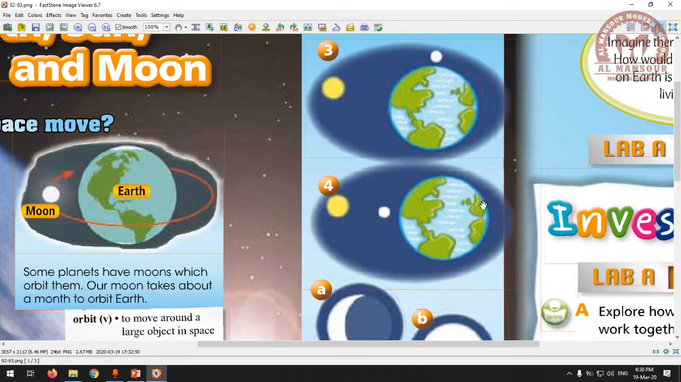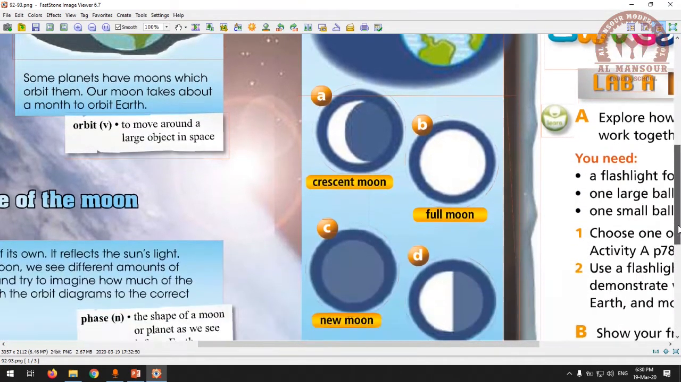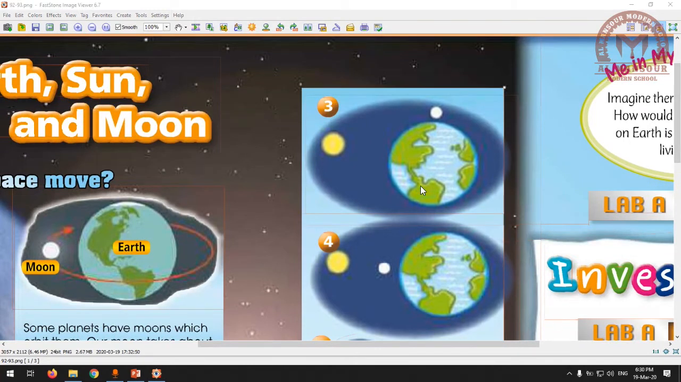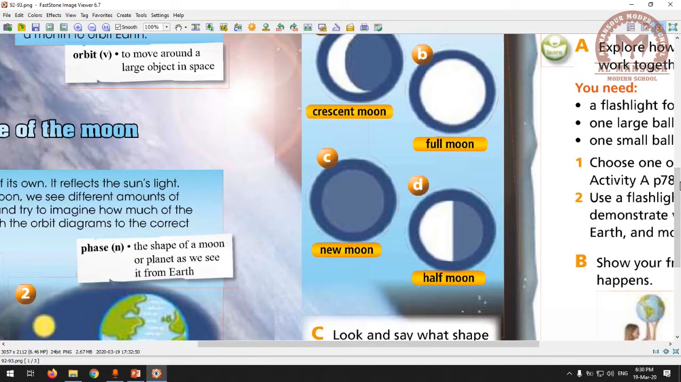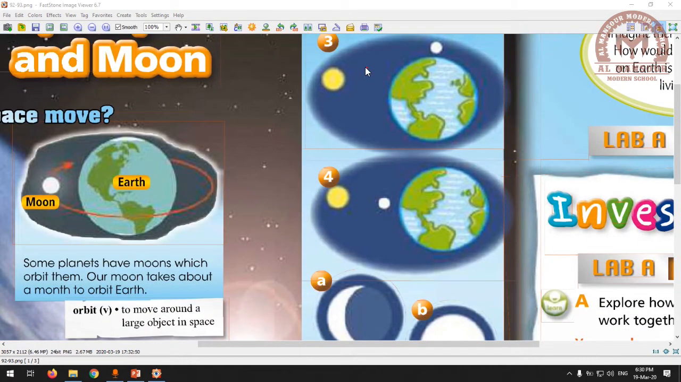This is number 3. Number 3, if we draw a line like this, it's basically like this part would be the only part that's going to be reflected. So this is going to be half moon. So this is going to be D. And the last one is B because it reflects the whole sunlight on Earth. It acts like a mirror, as we said. All right.